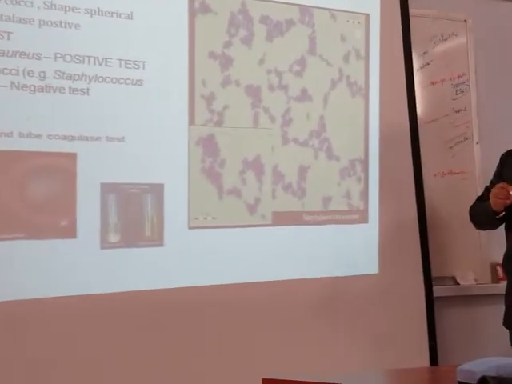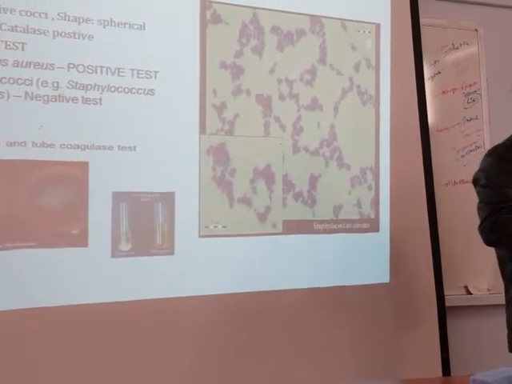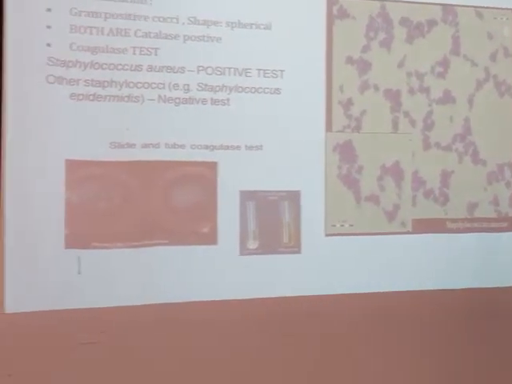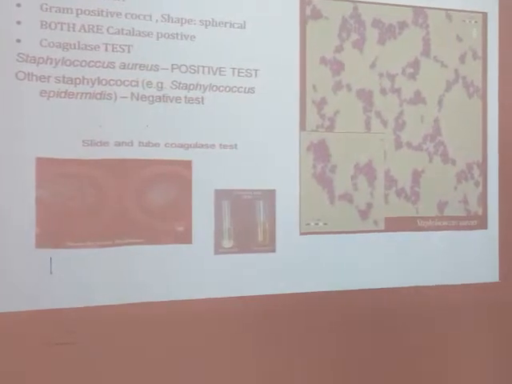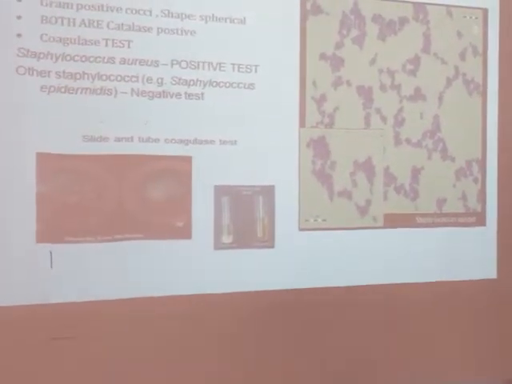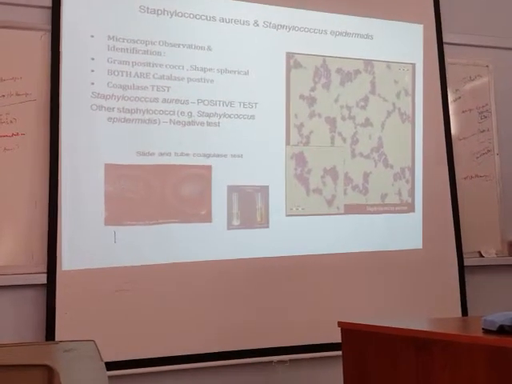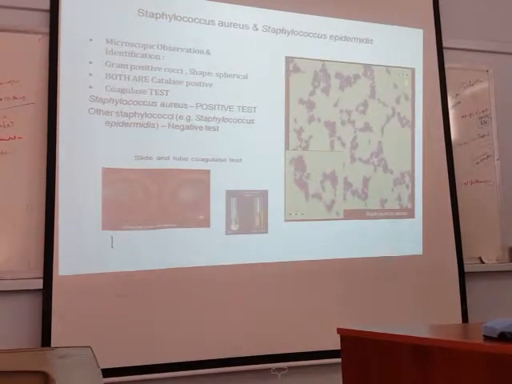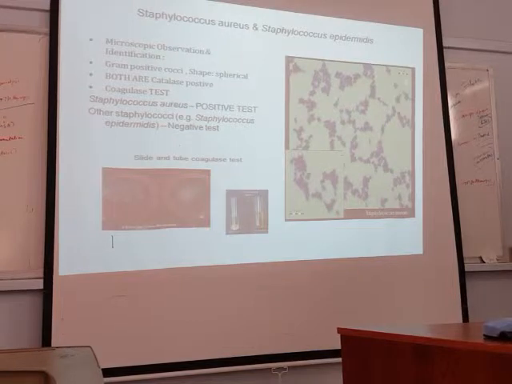Breakdown of fibrinogen into fibrin makes the clots. Clot formation is again the protective mechanism for the bacteria. Once the microbe is inside your body, it causes the infection. If the bacteria has the coagulase enzyme, it produces coagulase in the surroundings, and it causes the fibrinogen to convert and form a clot around itself.